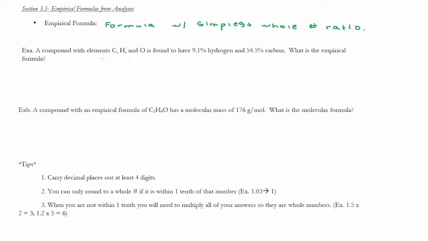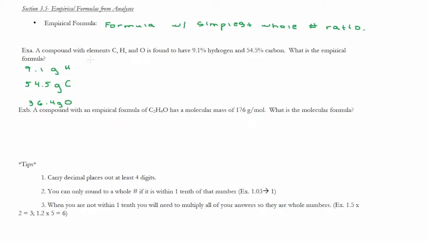So it tells me I have a compound with carbon, hydrogen, and oxygen. I have 9.1% hydrogen, 54.5% carbon, and then the rest is going to be oxygen. Well, if I assume that the total mass of my sample is 100 grams, then I would have 9.1 grams of hydrogen, I would have 54.5 grams of carbon, and then I would take 100 and subtract those two from it, and I would get 36.4 grams of oxygen. Okay?